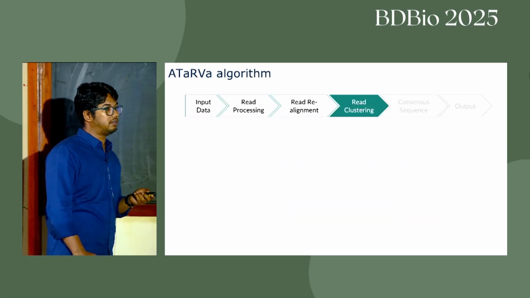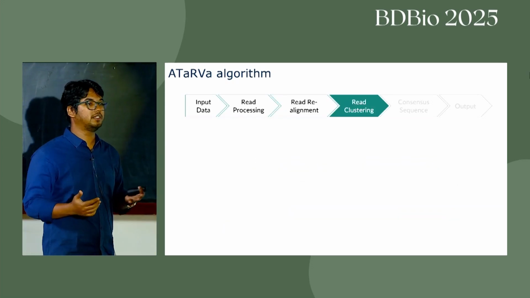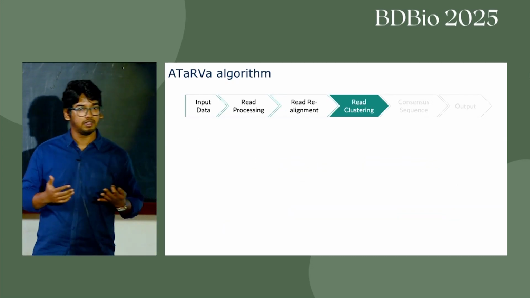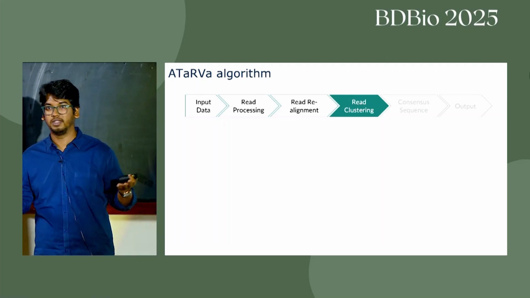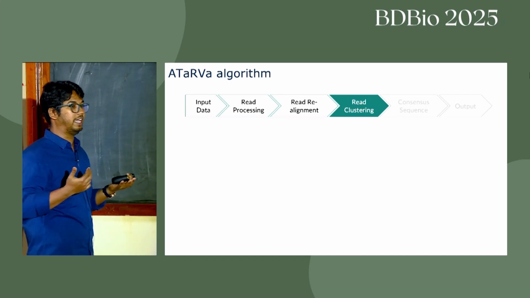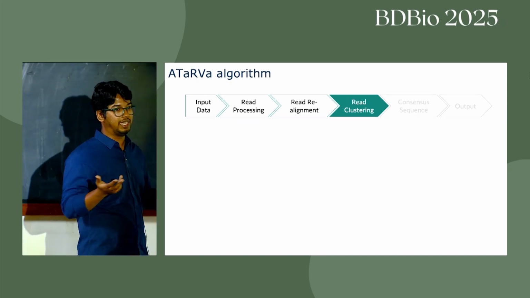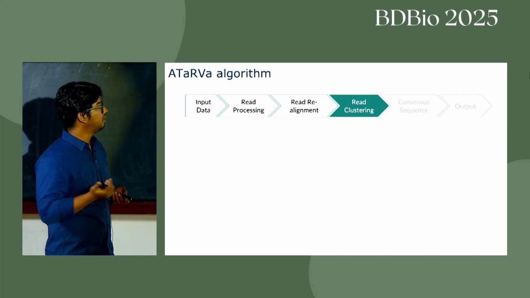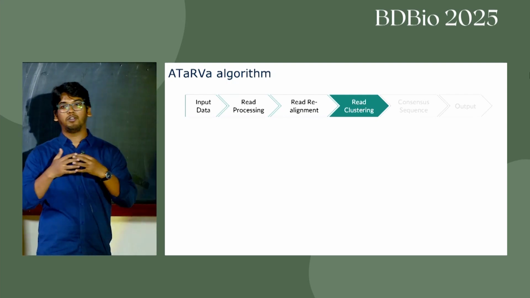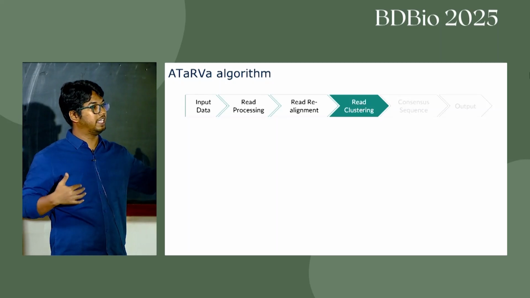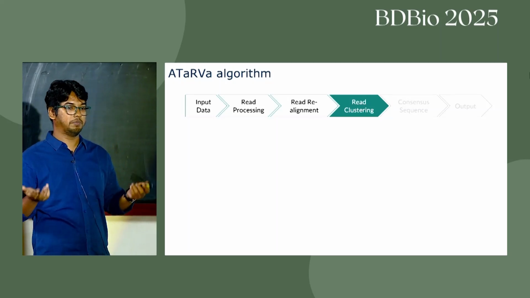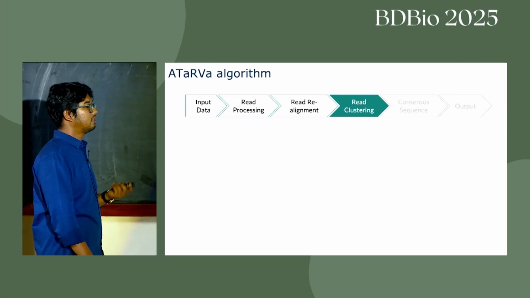Once we do this, we have to cluster the reads into haplotypes. ATaRVa for now is designed for diploid genomes. Human is also a diploid genome. So it expects that there are at most 2 alleles at any given location. The idea is that now you have all this information about what all reads are present in the data and whether they can be segregated into 2 clusters which represent both these alleles. So how do you do that?